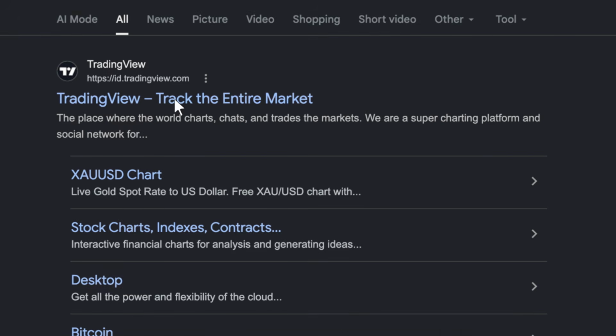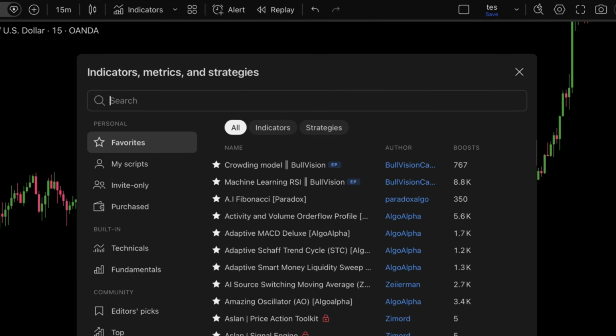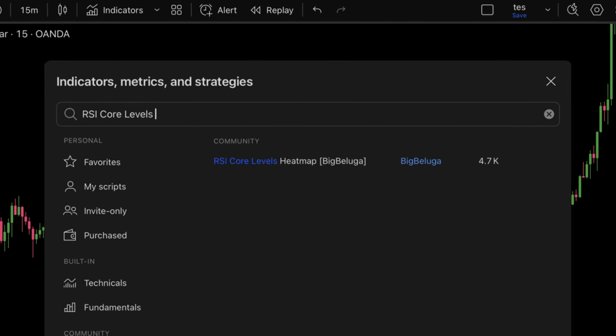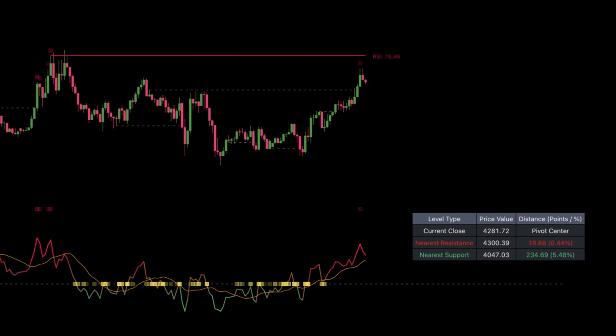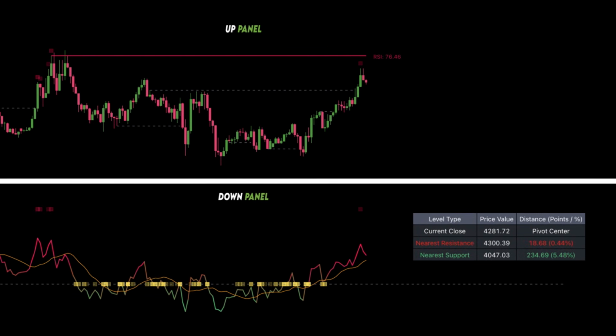And at the end, I'll show you the one setting that turns this from 5 lines into a map of every level still in play. Open TradingView, hit Indicators, search RSI Core Levels Heatmap. Author is Big Beluga. It loads in 2 places, a panel under your chart and levels on price.